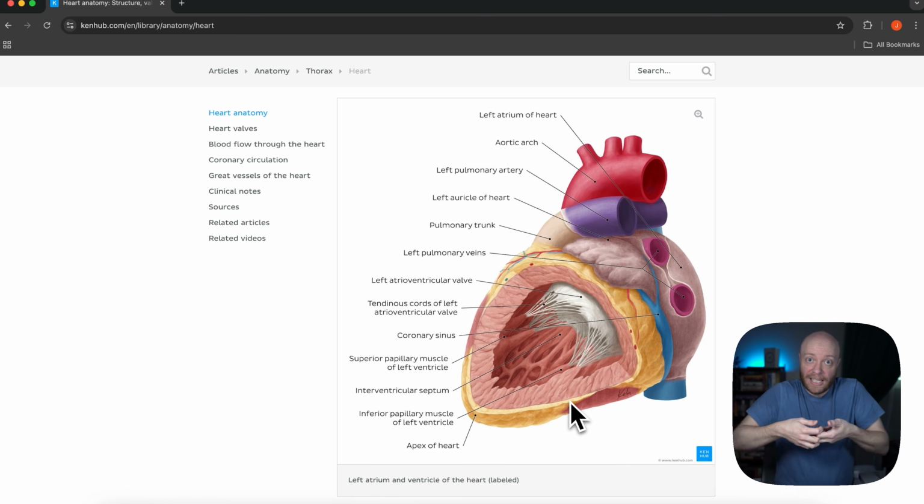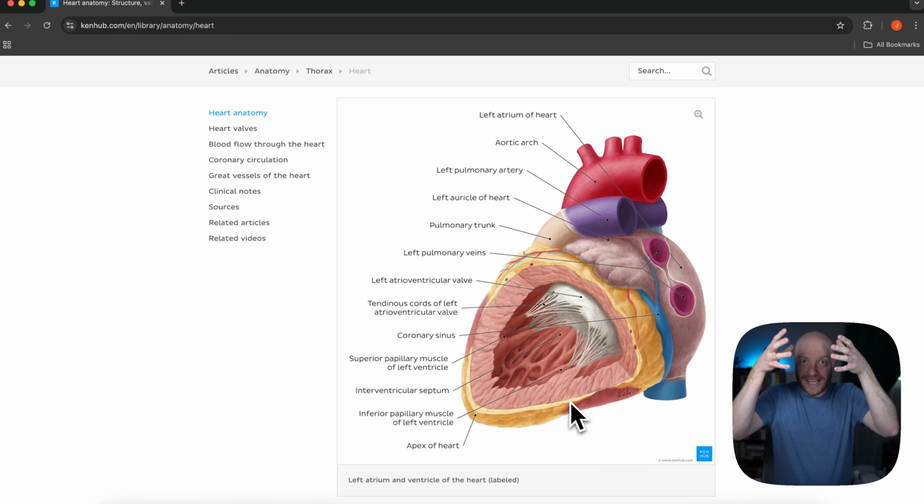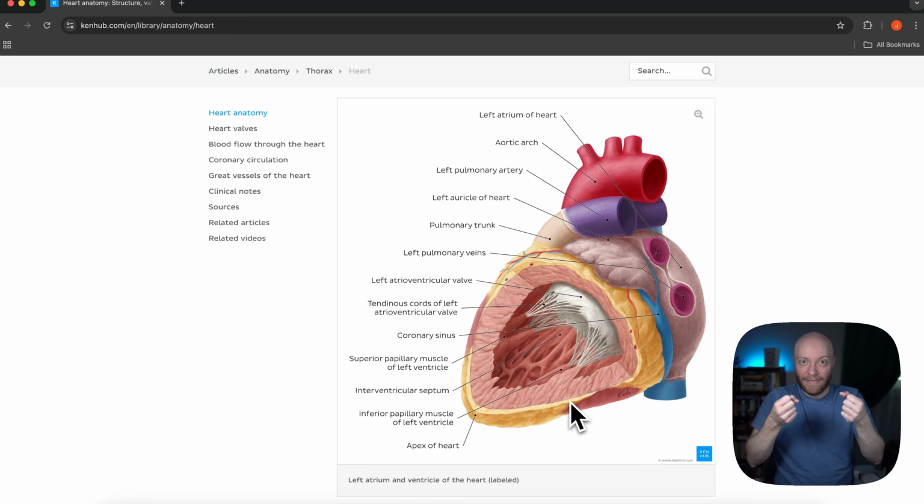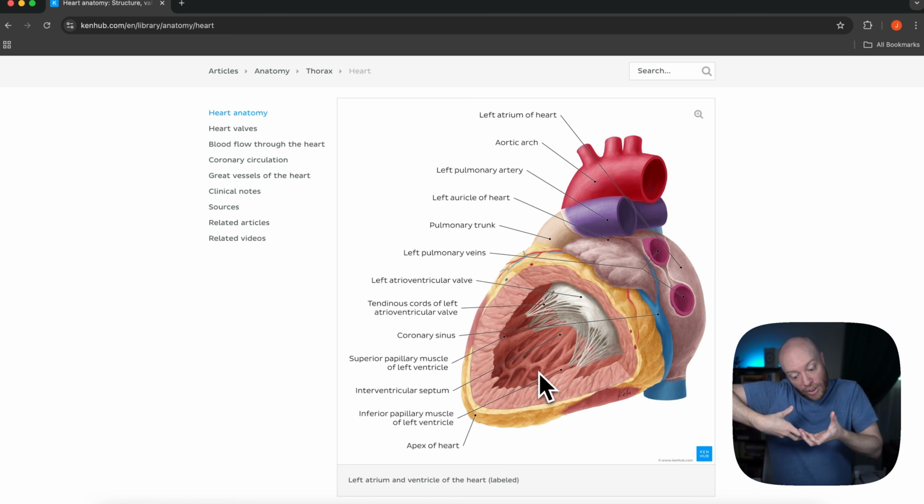And so when it contracts, it can contract in, right? So it's like lub, dub, or more appropriately, atria contract, lub, ventricles contract, dub. But the point here is it's all twisted. This architecture allows the heart to actually contract in on itself and twist.